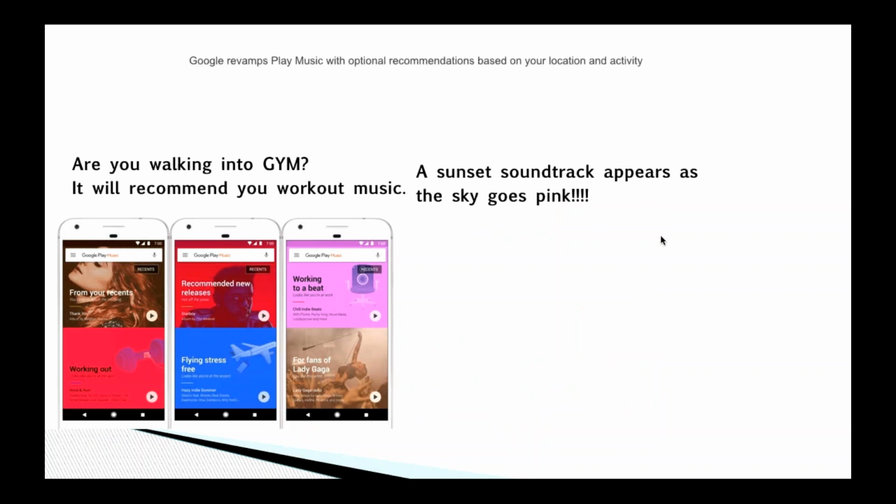There is one more example: Google revamped Play Music. There are optional recommendations based on your locality. Suppose you are walking into a gym, it will recommend some workout music. And if there is a sunset, some sunset soundtrack will appear. So all these music recommendations come from Google's Play Music.